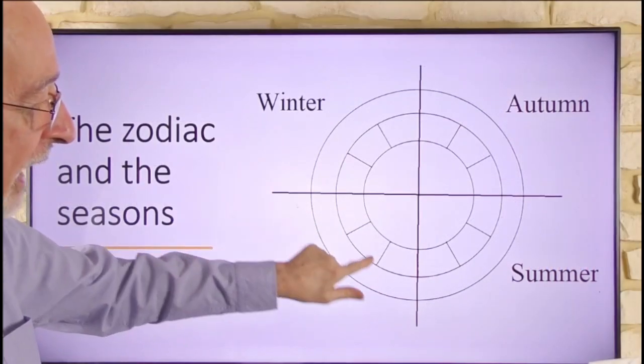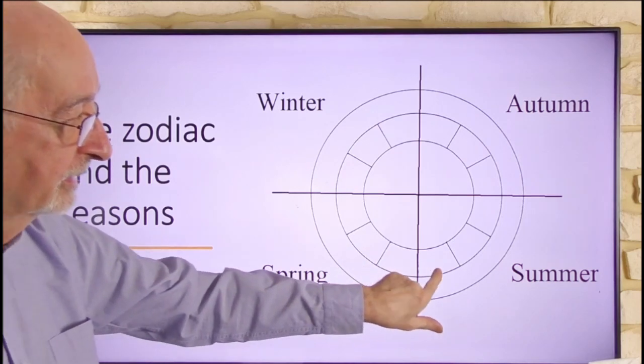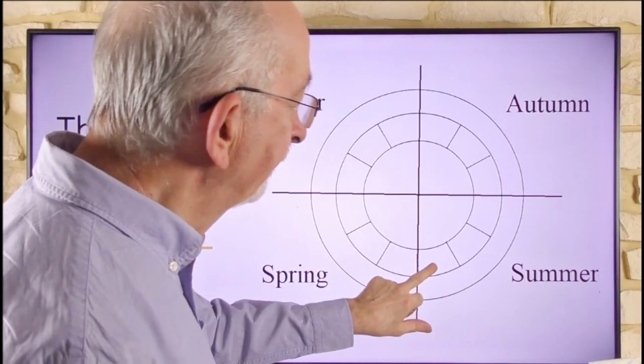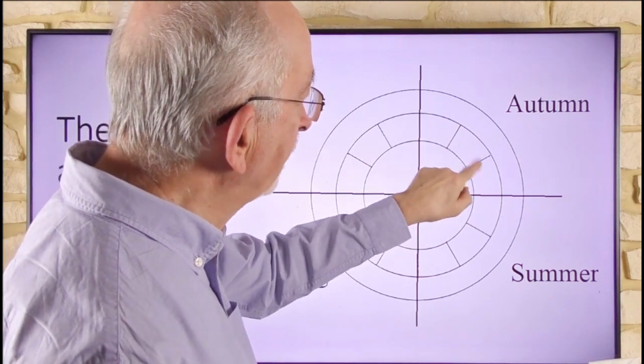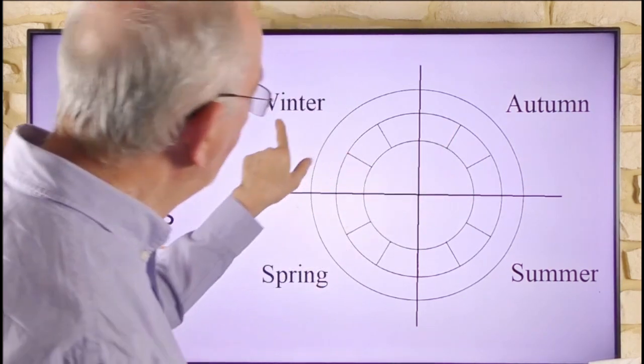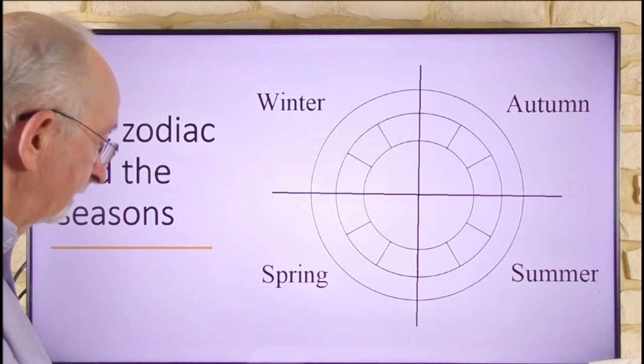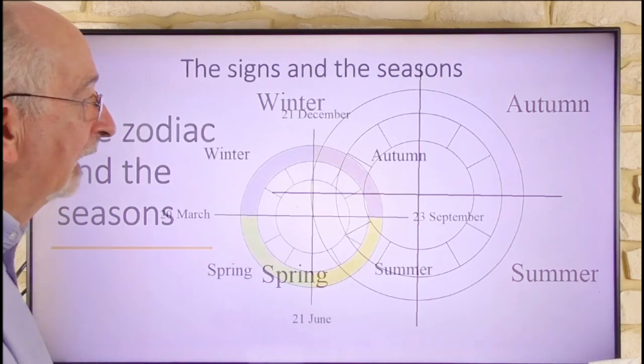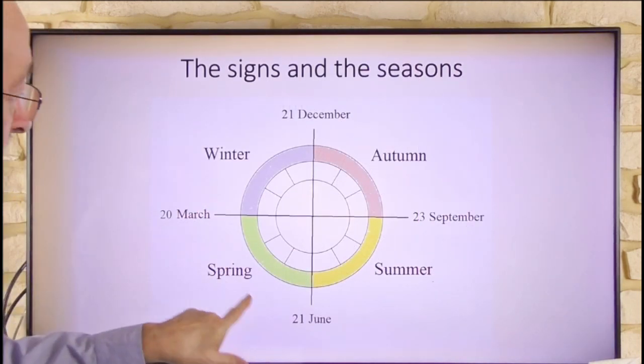Spring, 3 signs, 3 months. Summer, same, 3 signs, 3 months. Autumn, 3 signs, 3 months. And winter, 3 signs, 3 months. Easy enough, isn't it? Have a look here.